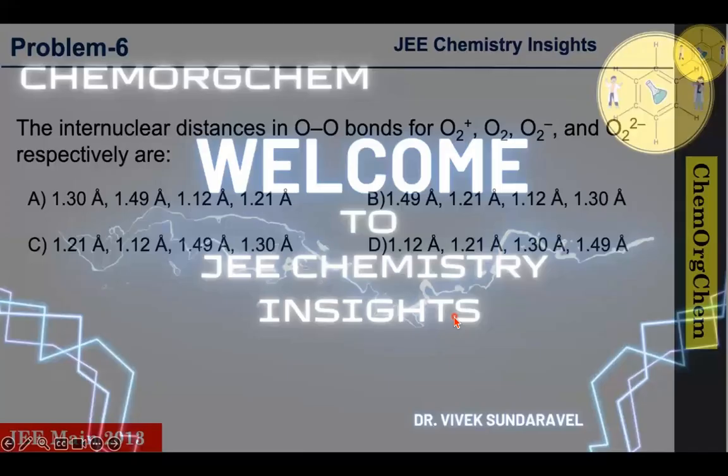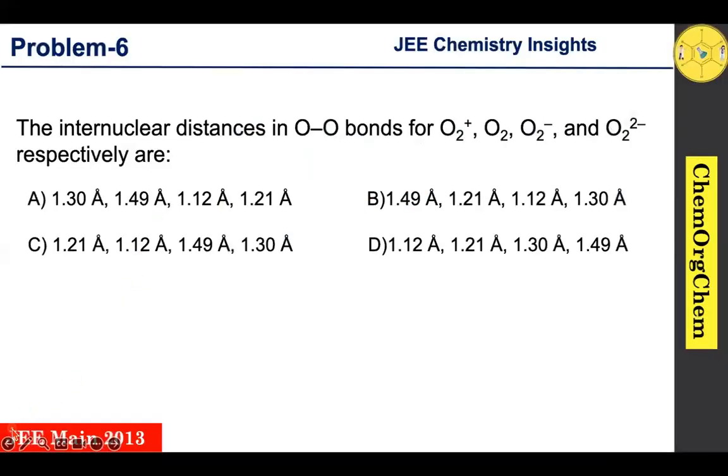Let's see today's problem. This is a problem from the JEE Main 2013 exam. According to this question, the internuclear distances in the O-O bonds for O2+, O2, O2- and O2 2- respectively are... Here there are four options given. Let's figure out together which one is the correct option.